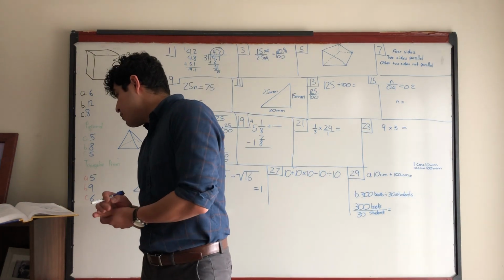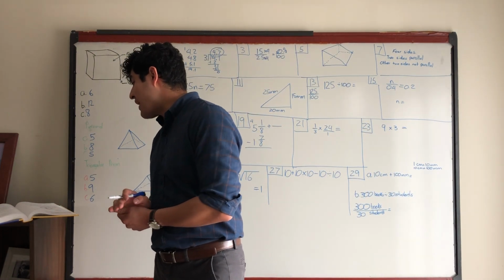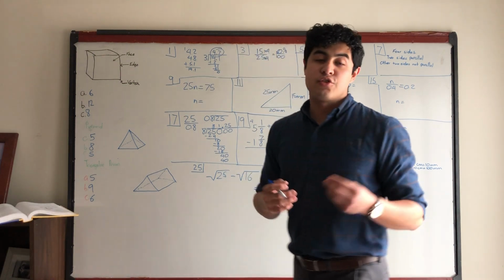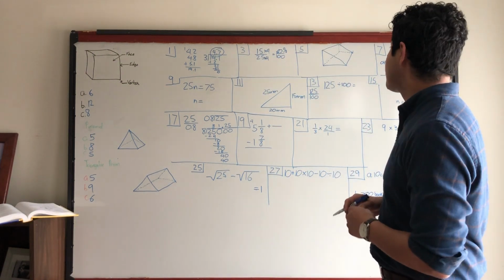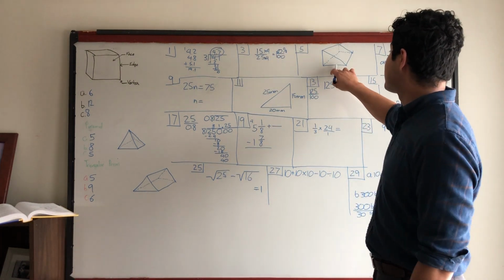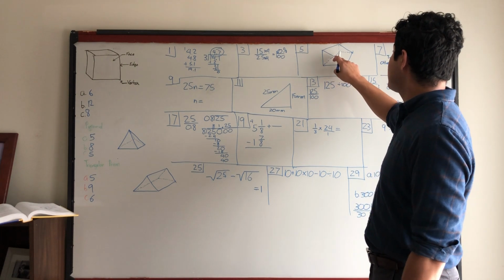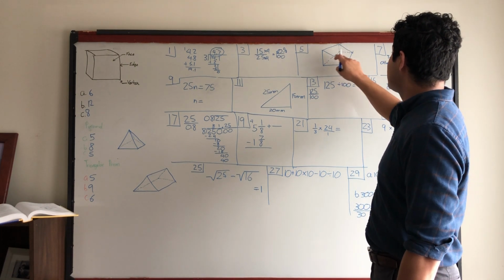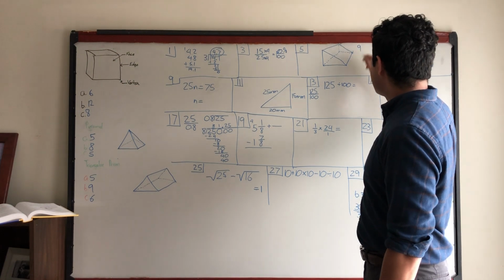Next, number 5. This triangular prism has how many more edges than vertices? So we have to find both the edges and the vertices of this triangular prism. So let's count our edges first. 1, 2, 3, 4, 5, 6, 7, 8, 9. I've got 9 edges, okay?